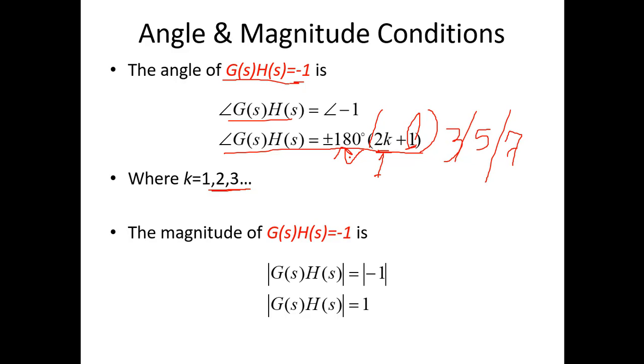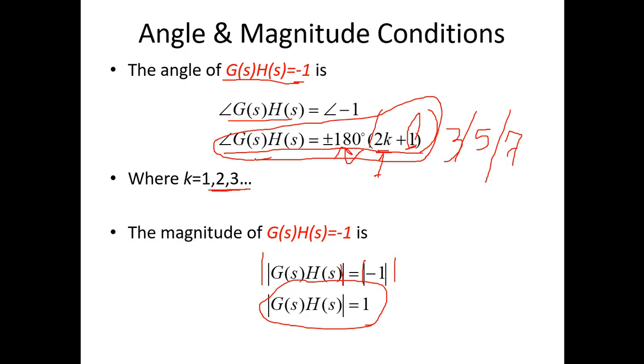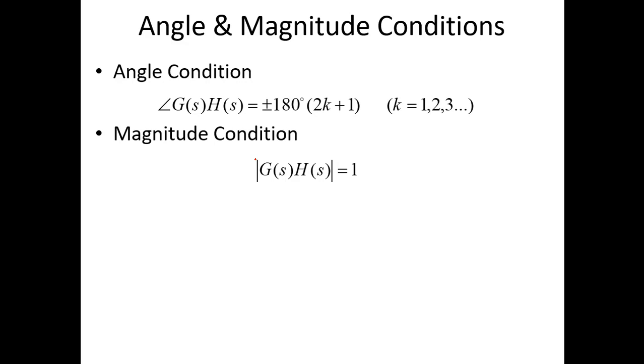Similarly, let's talk about the magnitude, so this was about the angle. The magnitude of g(s)h(s) is minus 1, so you have to take the mod of this thing, and if you take the mod you will get plus 1. So this is the magnitude criteria. This should be equal to 1, and the angle of this should be equal to plus or minus odd multiples of 180 degrees. So this is the whole picture of the angle and magnitude conditions.